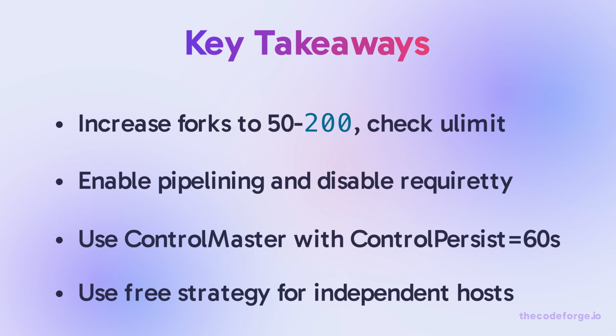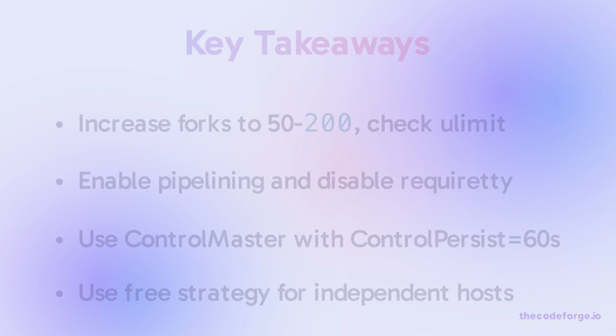Enable SSH pipelining and disable requiretty. Use ControlMaster with a short ControlPersist. Switch to free strategy for independent hosts. Use async for long-running tasks. Cache facts in Redis. Profile to find bottlenecks, but remove profiling in production. Always test with a small batch first.